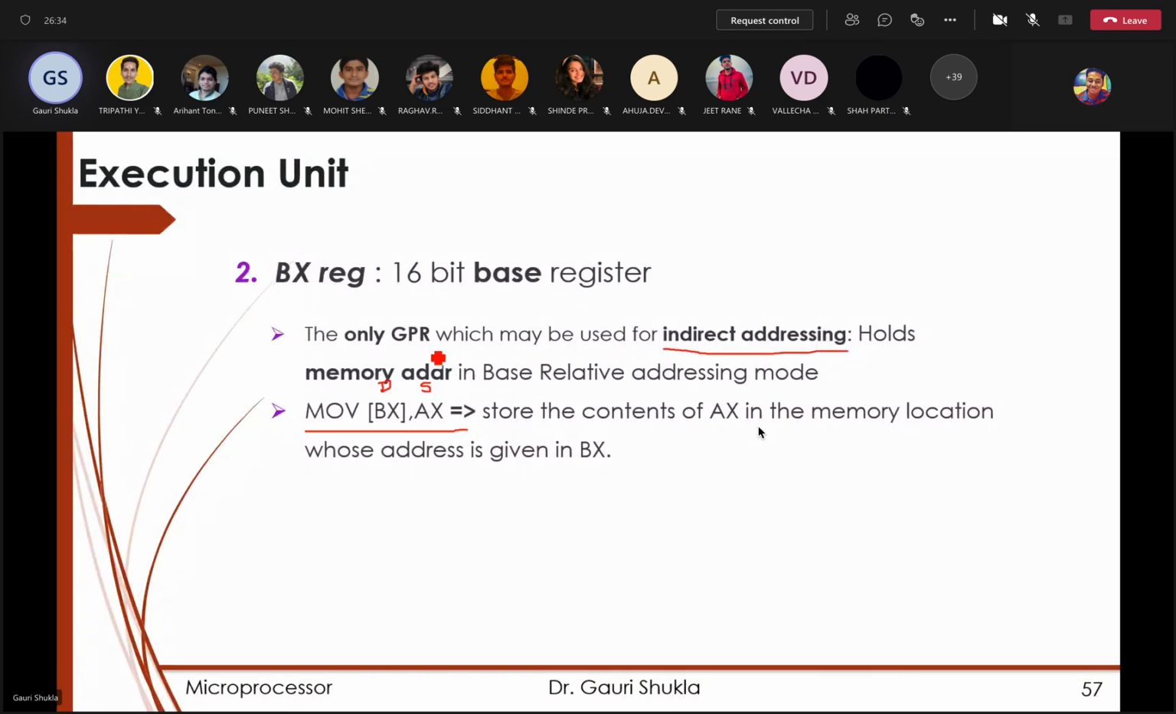Also it is called a base register. As we move ahead, you will understand why it is called a base register. So AX stands for accumulator, BX stands for base register.